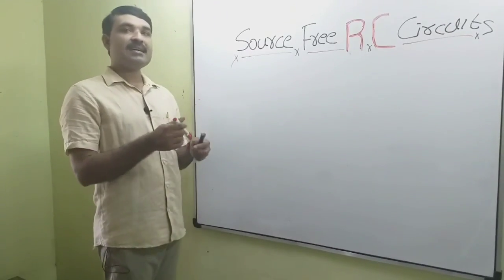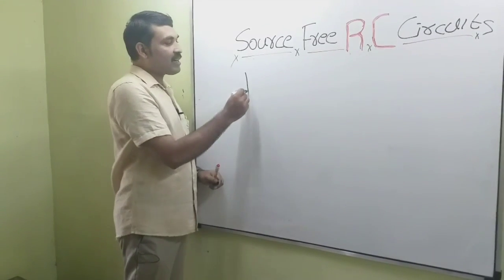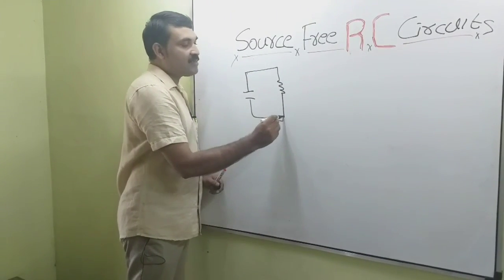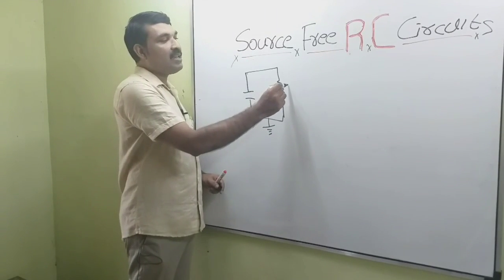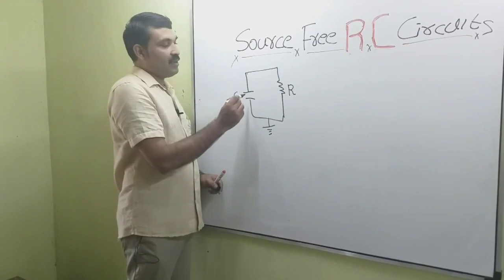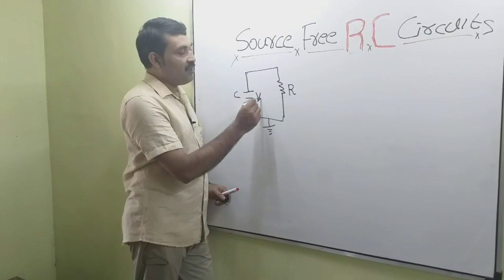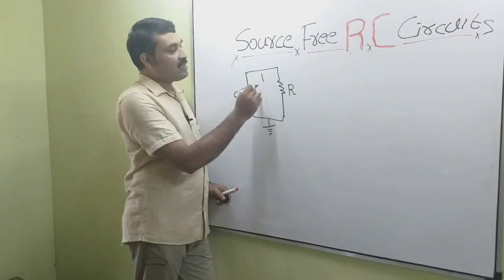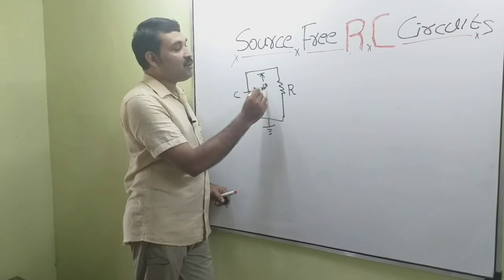Now, consider a source-free RC circuit. We have a capacitor and a resistor. Since this is source free, there is no voltage source or current source. Let the value of resistance be denoted by R and capacitance be C. Now let the initial voltage across the capacitor be V0. Since C and R are in parallel, the voltage across this element is denoted by small v.